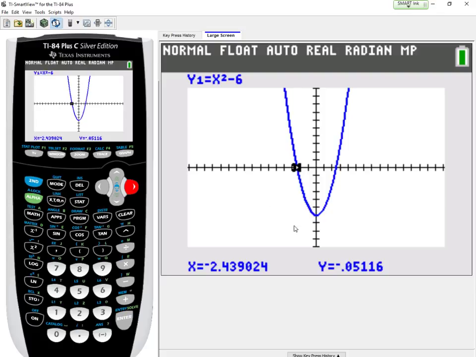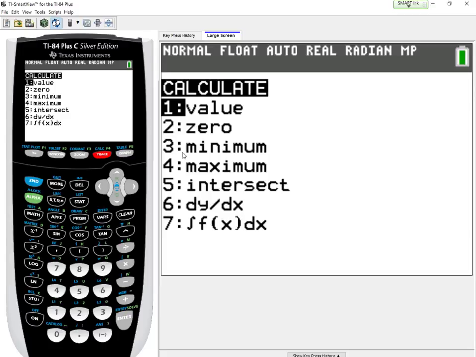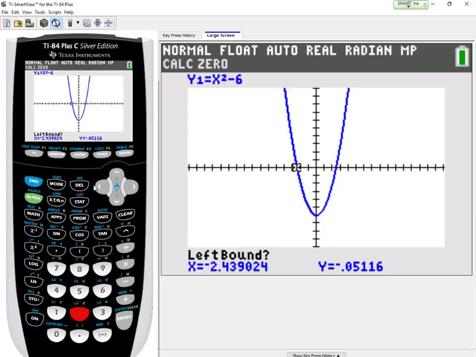All right, so notice here I don't have the exact y-intercept, do I? Because that's not exactly 0. So what you can do: second, calculate. It's above trace. And I'm looking for where the zero is at. Choose zero. So it's going to say, what's the left side of your zero? I'll say right about here somewhere. Where's the right side of your zero? Make sure you just get on the other side somewhere. It's here. And then take a guess. I don't usually do that. I just push enter. And now you have your exact zero, which is -2.44, blah, blah, blah.